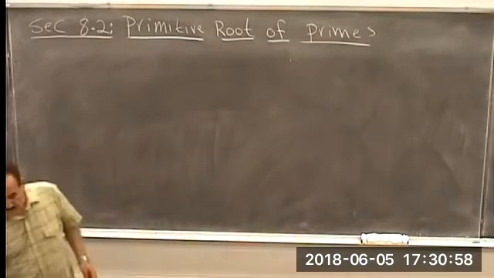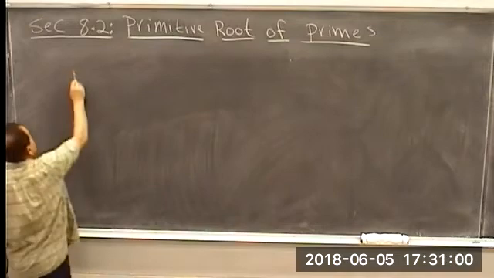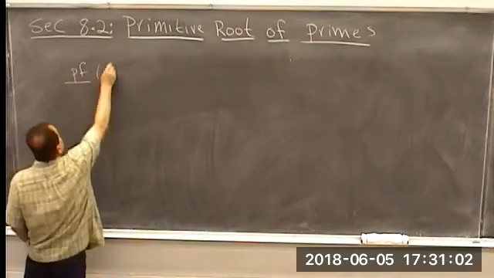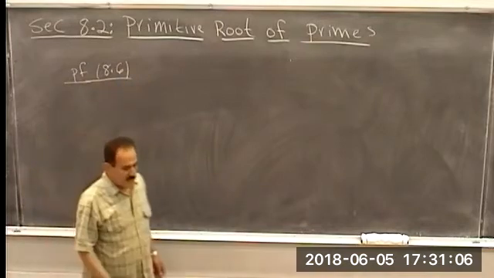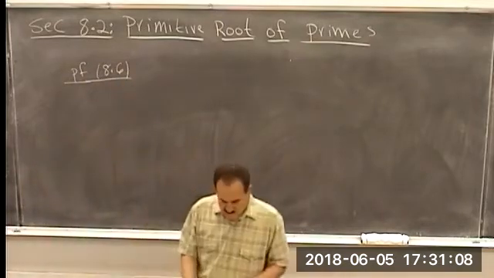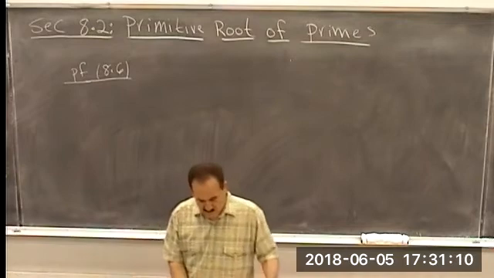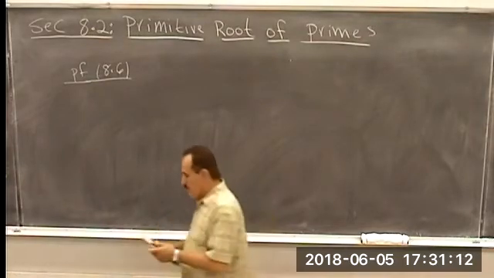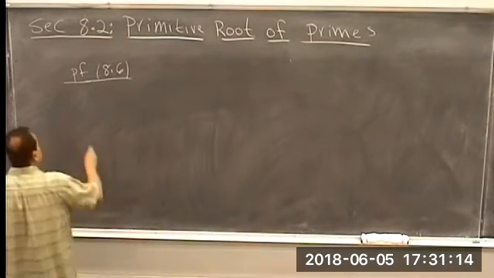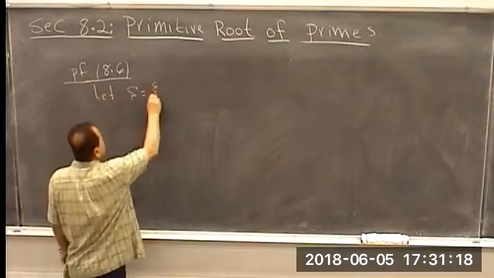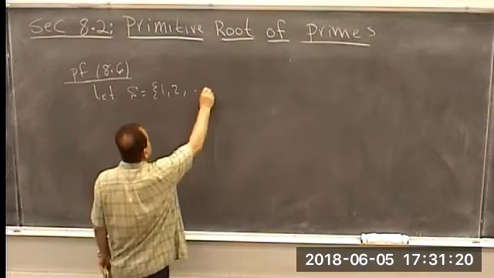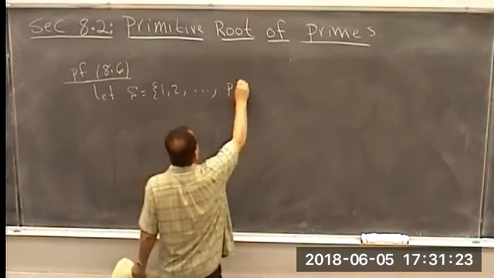So this is a proof of theorem 8.6. I'm not going to restate the theorem. I'm just going to go ahead and look at the proof. All right, so we're going to start, as we did with the example, with S consisting of 1, 2, up to p minus 1.